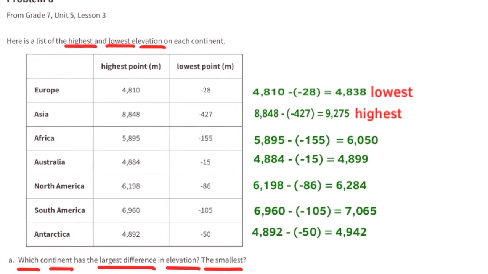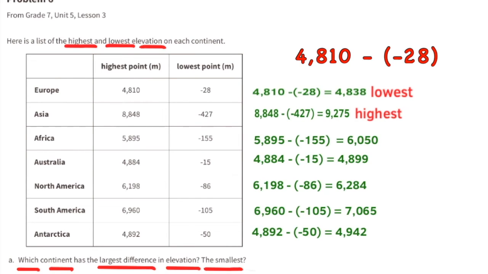Asia has the largest difference in elevation with a difference of 9,275 meters because 8,848 minus negative 427 is the same as 8,848 and the opposite of negative 427. And the opposite of negative 427 is positive, so 8,848 plus 427 equals a difference of 9,275.